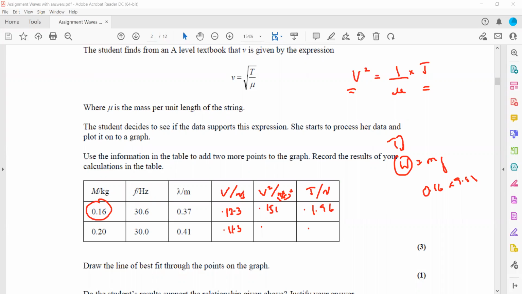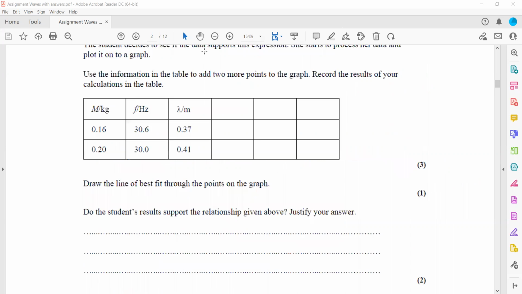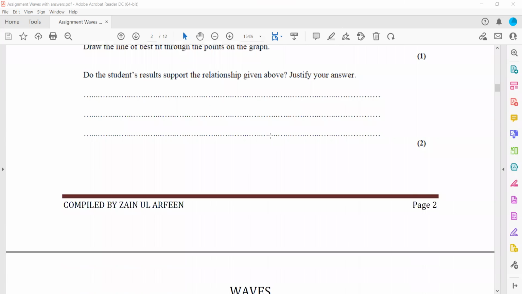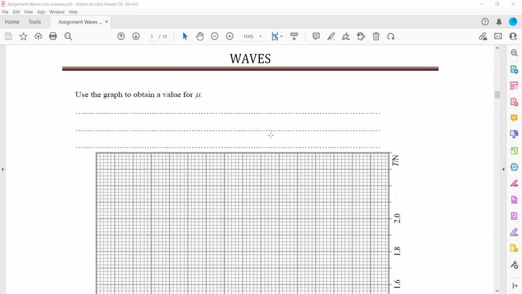So it is very important that you work using the same number of significant figures. So this will be 1.57. And then we will plot a graph between V square and T. When we plot a graph between V square and T, it will be a straight line passing through origin. And if it's a straight line passing through origin, it means that the relation is correct.